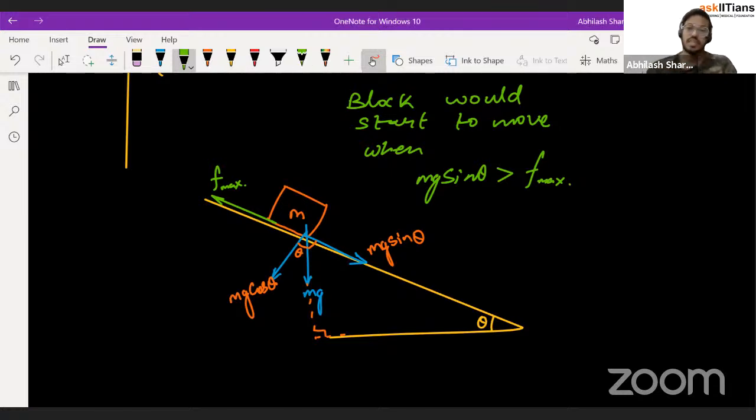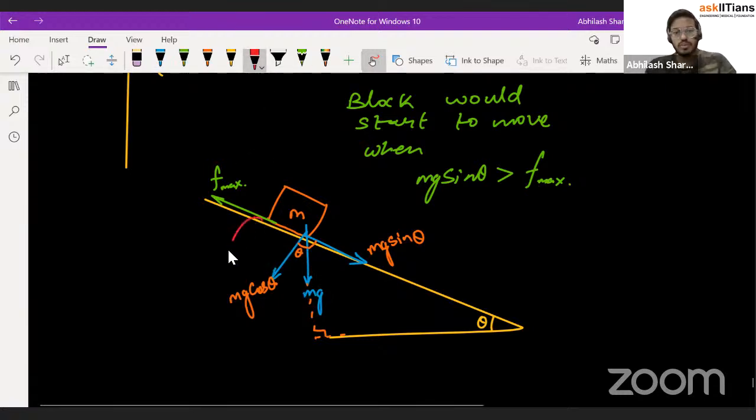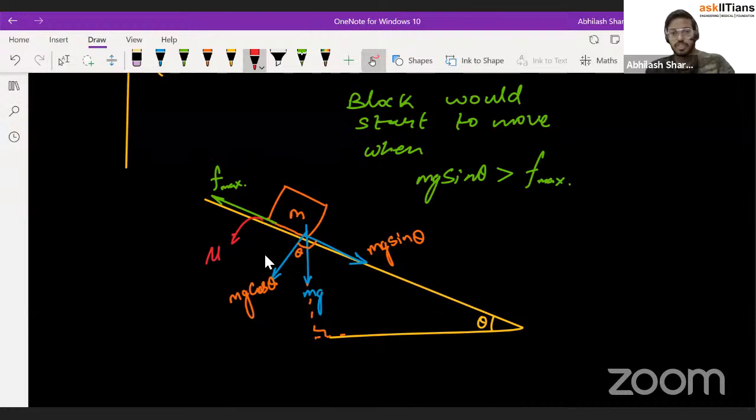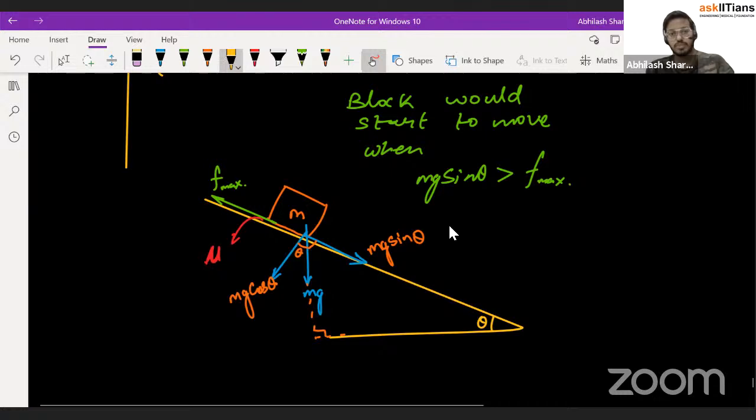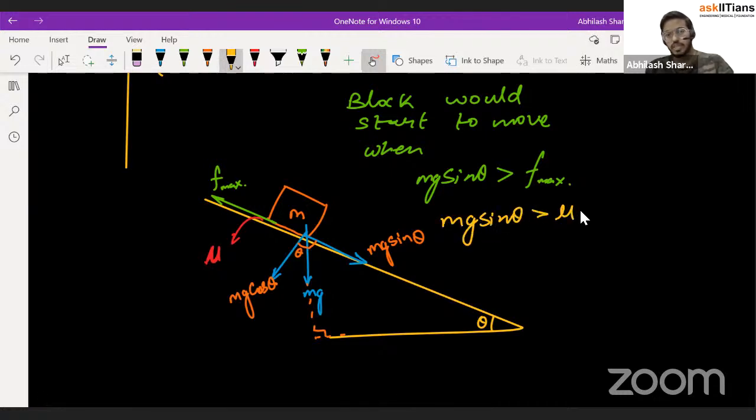Okay. Now let's see what F max would be. Suppose we are told that the surface has coefficient of friction mu, then we can write what this F max would be. Mg sin theta is as it is. It must be greater than mu N, right?